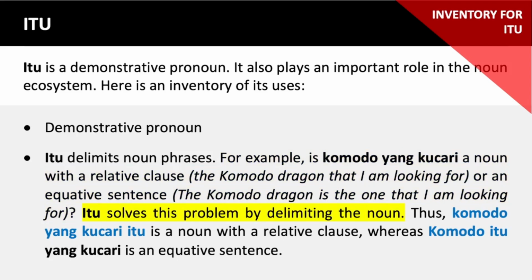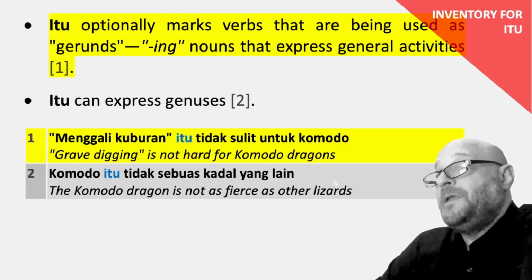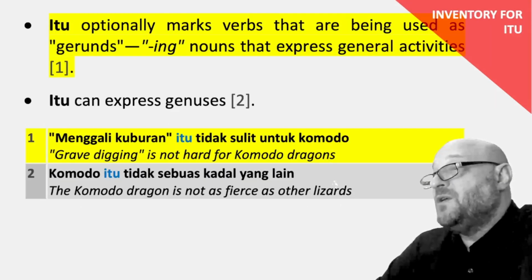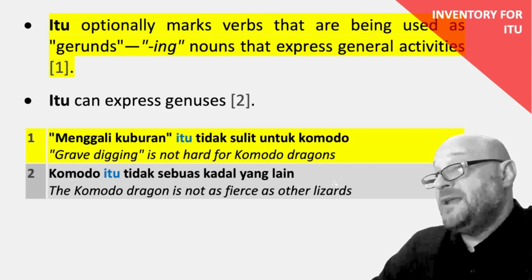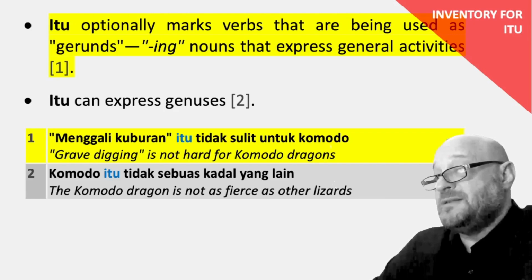Itu solves this problem by delimiting the noun. Thus, Komodo yang kucari itu is a noun with a relative clause, whereas Komodo itu yang kucari is an equative sentence. Itu optionally marks verbs that are being used as gerunds, ing nouns, that express general activities. Example 1, menggali kuburan itu tidak sulit untuk Komodo. Grave digging is not hard for Komodo dragons.